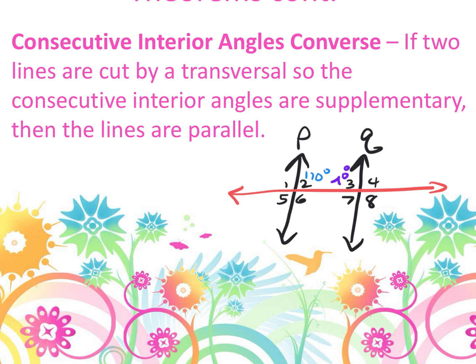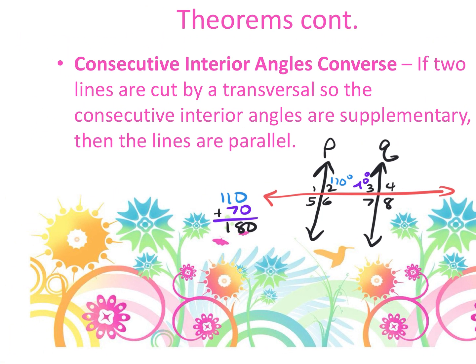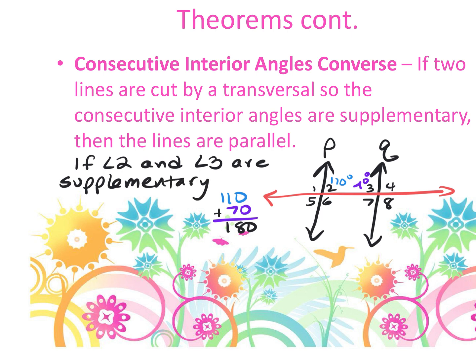So because I can show that 110 plus 70 equals 180, this tells me that angles 2 and 3 are supplementary. So I could show that P is parallel to Q by using the consecutive interior angles converse because I have a pair of supplementary angles. So my statement here would be, if angle 2 and angle 3 are supplementary, then P is parallel to Q. And this is using the consecutive interior angles converse.